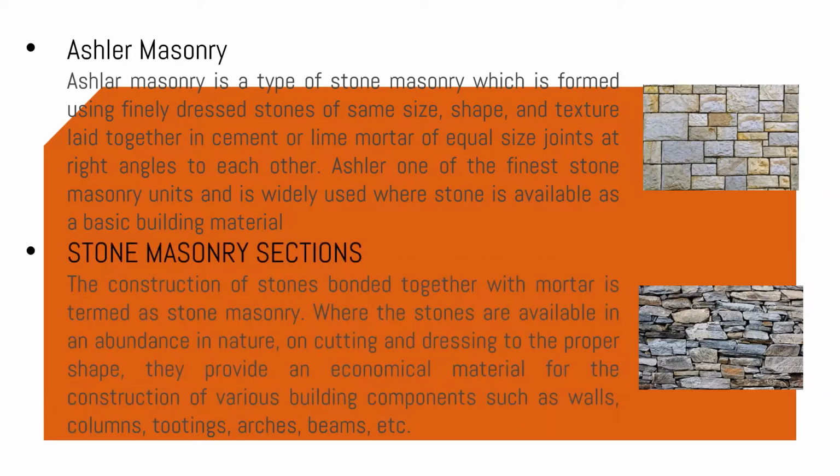Stone masonry section. The construction of stone bonded together with mortar is termed stone masonry, where the stones are available in abundance in nature, on cutting and dressing to the proper shape. They provide an economical material for the construction of various building components such as walls, columns, arches, and beams.